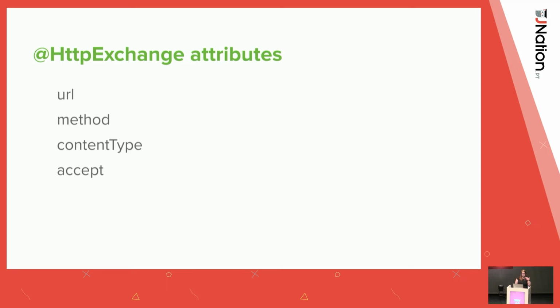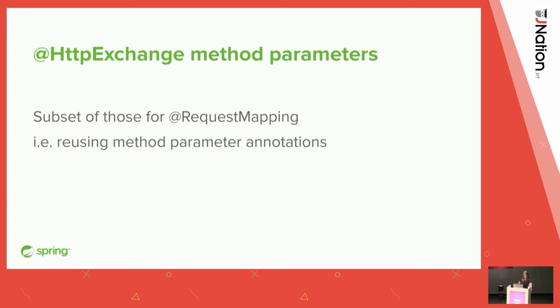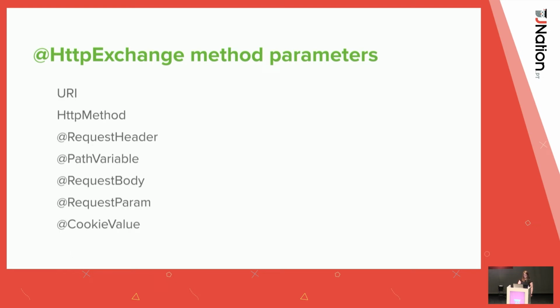And if you see this in request mapping, we had path, we also had method, and then we had produces and consumes, which are kind of reversed here. And then also, we would reuse the method parameter annotations, but only the ones that make sense for us when we are using HTTP exchange.